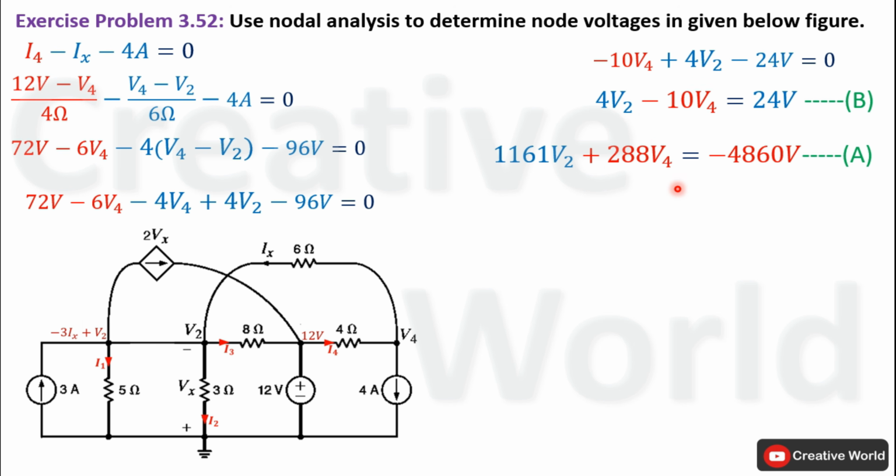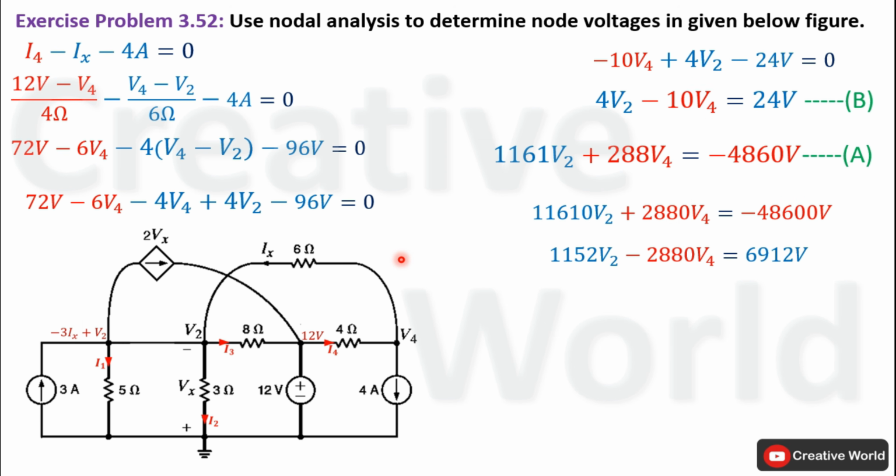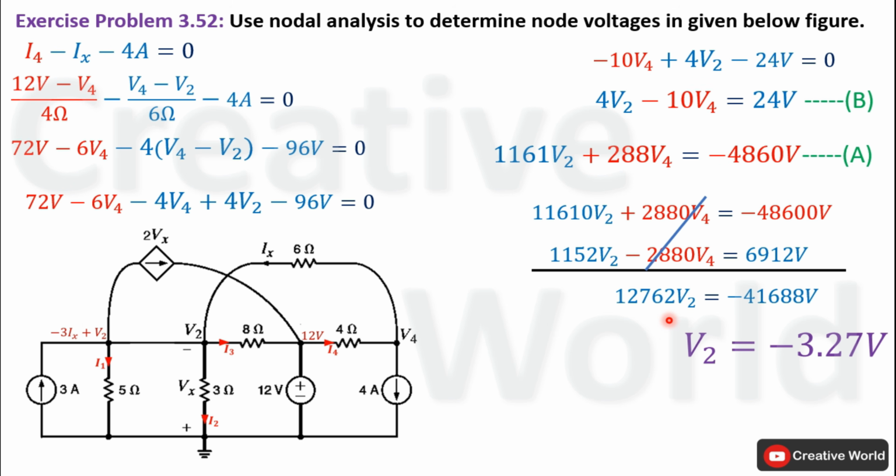For that purpose we will multiply this equation A with 10. The resulting equation will be this, and we will multiply equation B with 288. Add these two resulting equations together. These two will cancel out with each other. Sum of remaining equation will become 12,762 times V2 equal to minus 41,688 volt. In order to calculate the value of V2, divide on both sides with 12,762 and we will get the value of V2, that is equal to minus 3.27 volt.